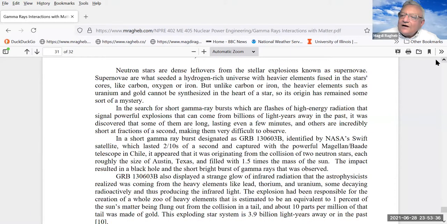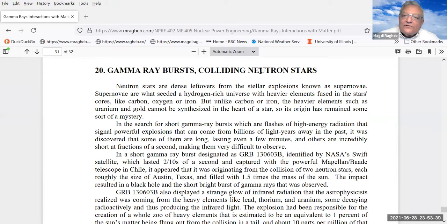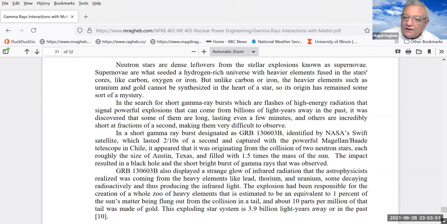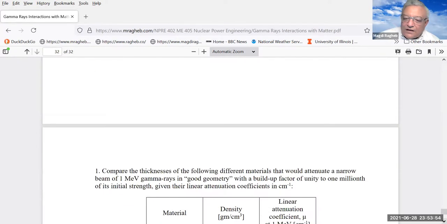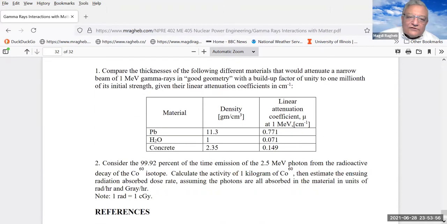Some people suggest that the gamma ray bursts are associated with neutron stars colliding. Neutron stars are remnants of stars that have used up all their fusion energy and now they become very small, the size of the Earth maybe, and made out only of neutrons. Of interest to us in our livelihood as engineers, we need to learn how to shield against gamma radiation, knowing the different methods and the different materials. So I'll give you a problem today of basically solving that problem at the end of the chapter in general.